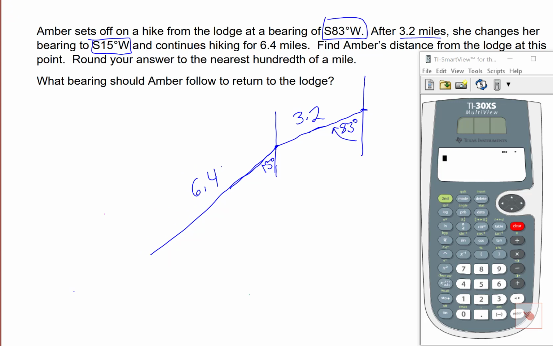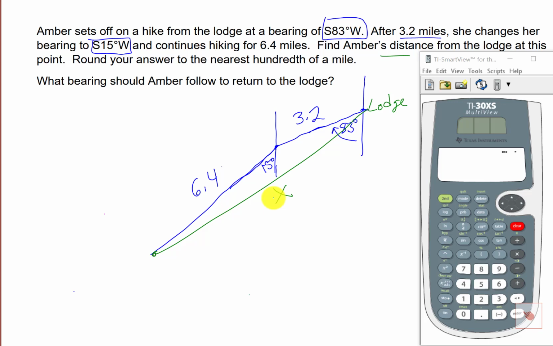And now let's see what we want to know here. We want to find her distance from the lodge. So she's right here, and this was the lodge right here. So we're going to draw a line back up to the lodge, and we want to know that distance. Then in a minute we also want to find her bearing to return to the lodge.